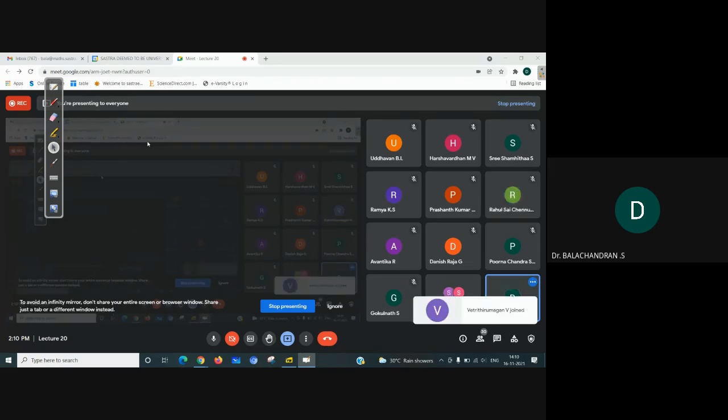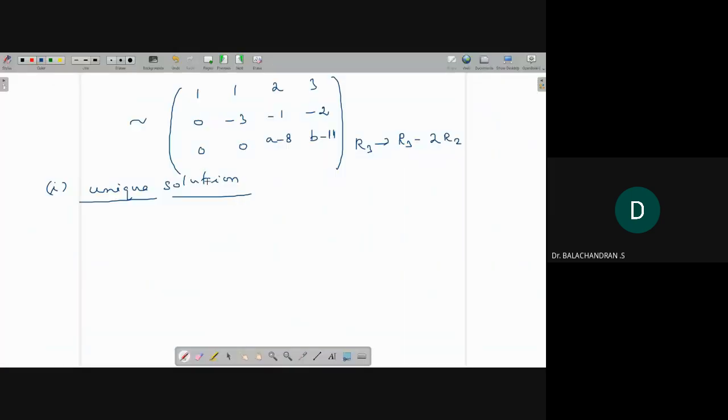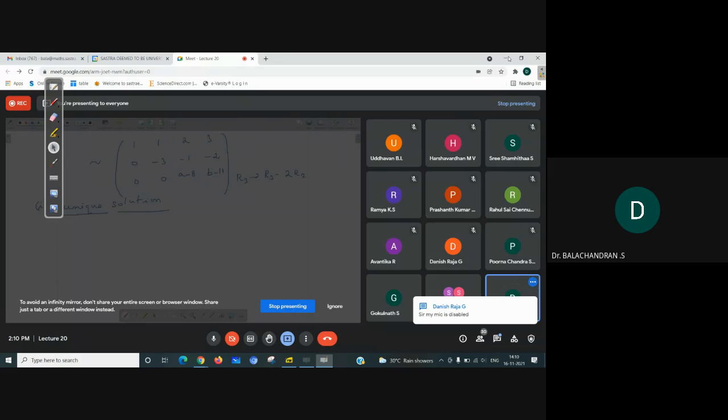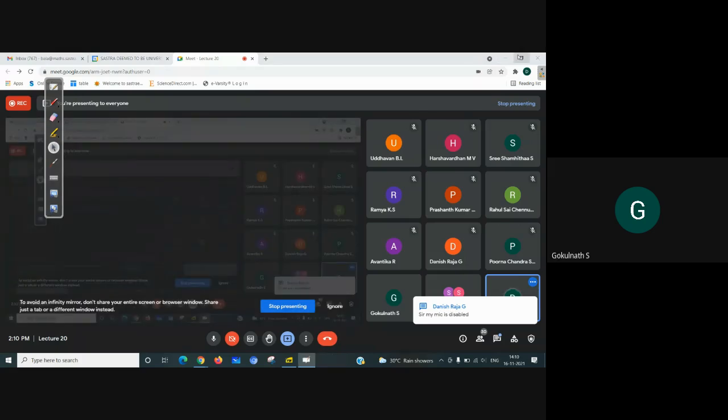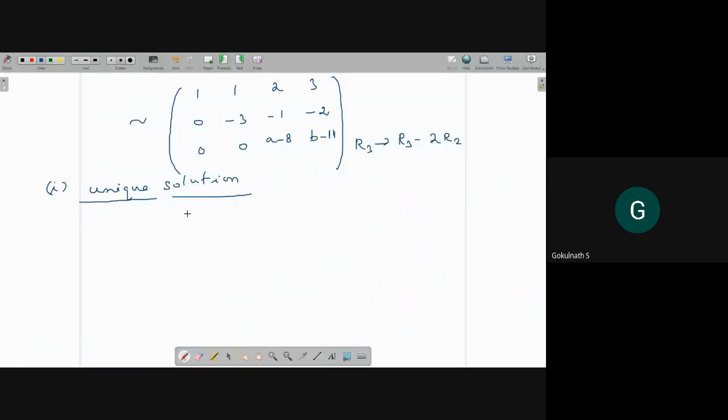So the question is, for a unique solution, what is the condition?